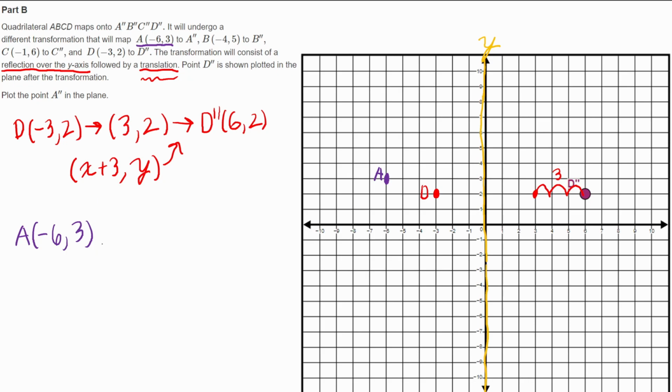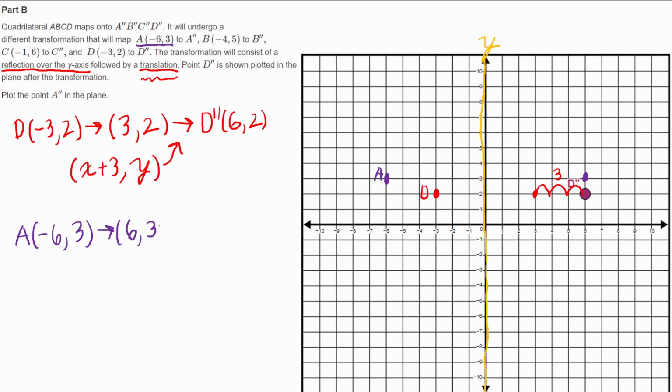Now, for point A, our first little floating point, we need to reflect over my y-axis. So we go 1, 2, 3, 4, 5, 6 to the line, 1, 2, 3, 4, 5, 6 away on the other side. And that's going to give me my floating point. So my floating point is at (6, 3).